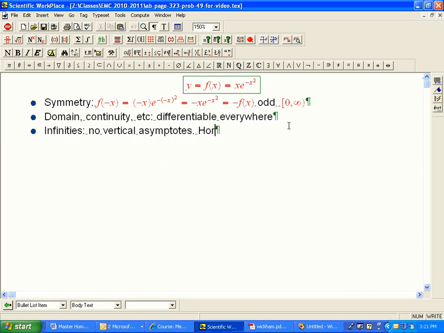But we can look for horizontal asymptotes, or in general end behavior, by looking at the limit as x goes to infinity of x e to the minus x squared. Okay. Well, let's see what happens with that. To make it maybe a little more obvious, that's the limit as x goes to infinity of x over e to the x squared. And a lot of people would use L'Hopital's rule for this problem. I think it's overkill.